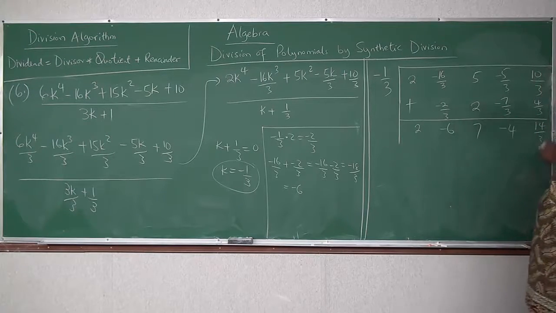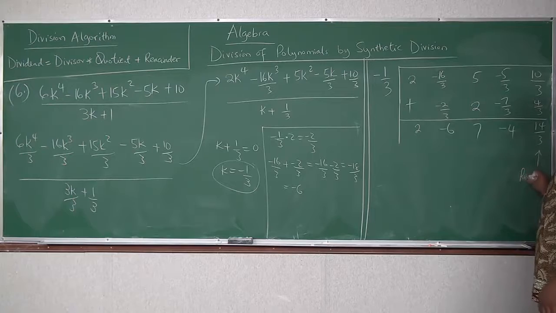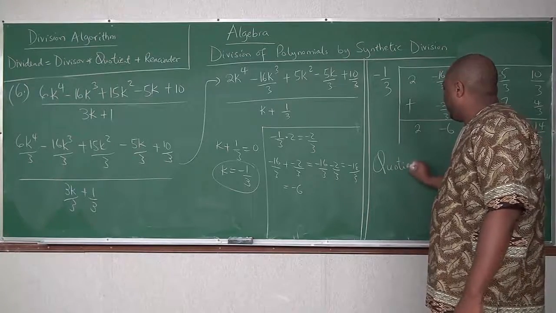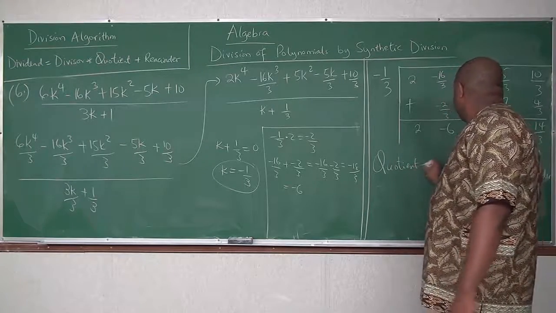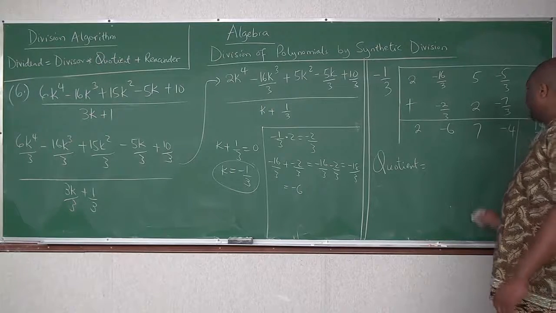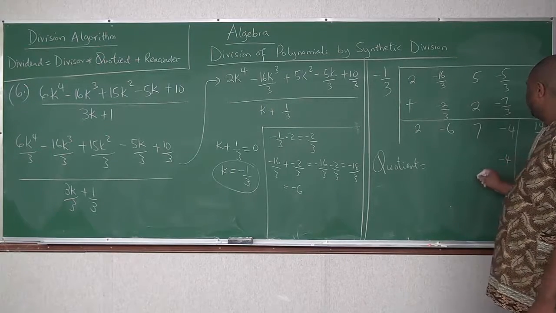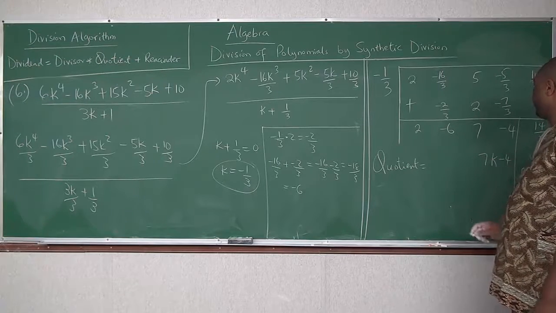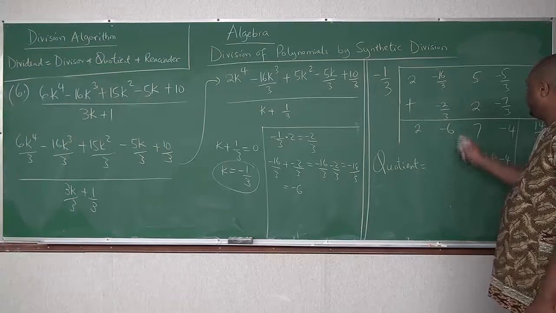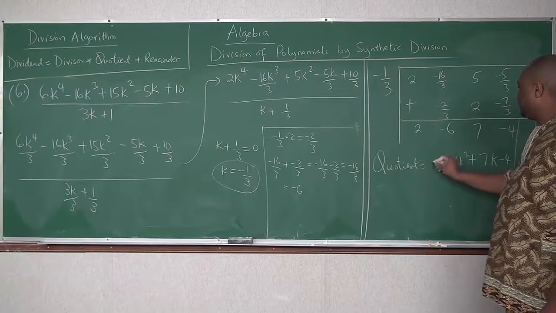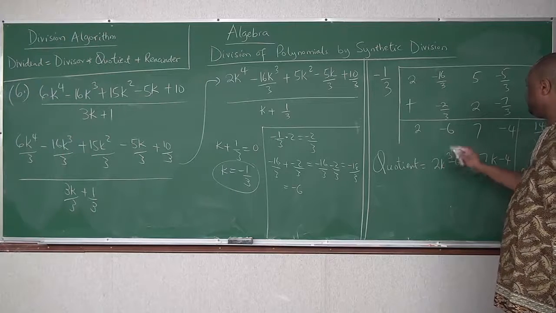So this is our remainder here. This is our remainder. And our quotient is, okay, negative 4 is the last. Then this will be 7k. This is negative 6k squared. This is 2k cubed. These are the quotient.